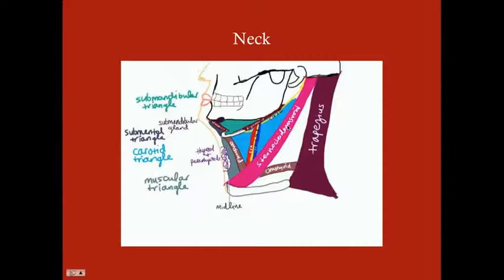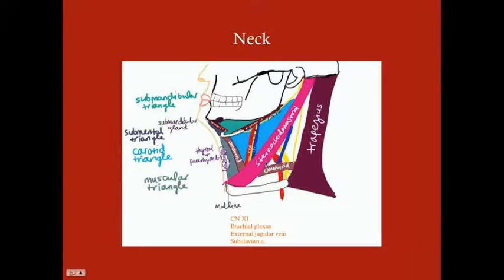And then your posterior triangle, what do we have going through here? These aren't in perfect anatomical position, so don't berate me for that. But I just want to note that they're kind of coming through this posterior triangle. You've got your subclavian artery and your external jugular vein. You also have the brachial plexus and cranial nerve number 11, which is going to go, like I said, to your sternocleidomastoid and trapezius for motor innervation.